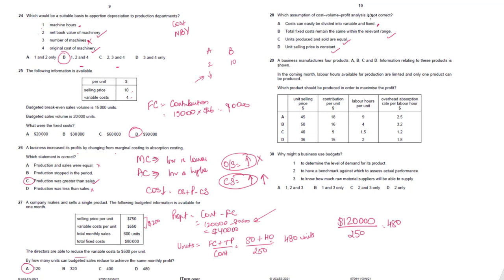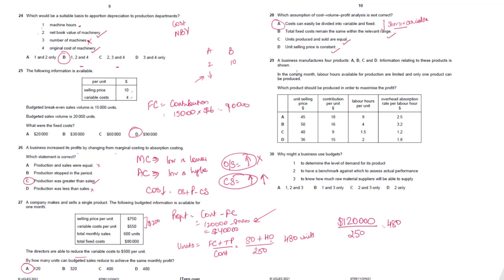Now let's go to statement A again. Costs can easily be divided into variable and fixed cost. No, because there may be semi-variable costs also in the business, and hence not all costs are always only variable or only fixed. So there may be semi-variable costs also, and this is also not a valid assumption that we make when doing cost volume profit analysis. So 28A.